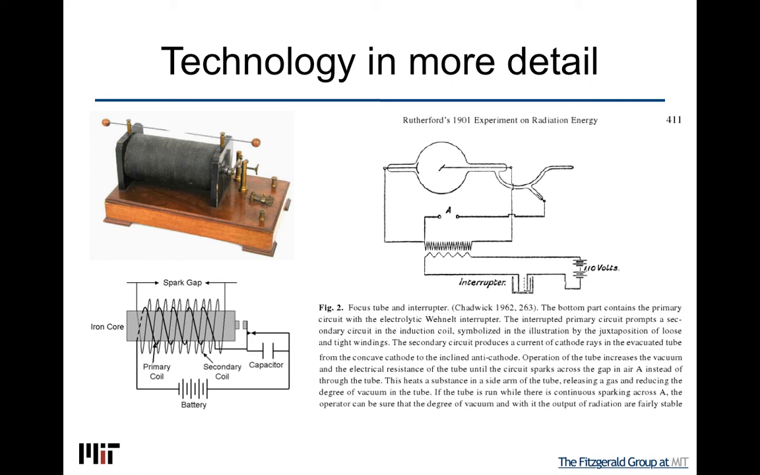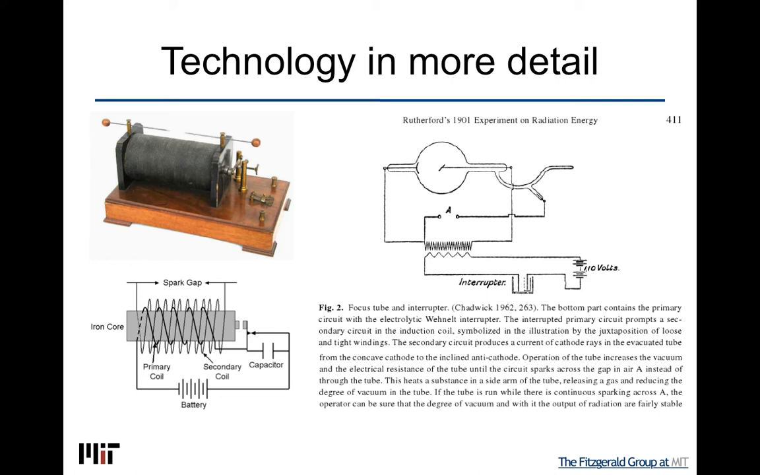And so there are many things that you can improve in this kind of technology. You can improve the interrupter, you can improve the induction coil, you can improve the shape of the focus tube, you can improve the materials, you can improve on the degree of evacuation of the tube, and the tubes also would break after a while, and so you could improve on the sturdiness of the X-ray tubes.